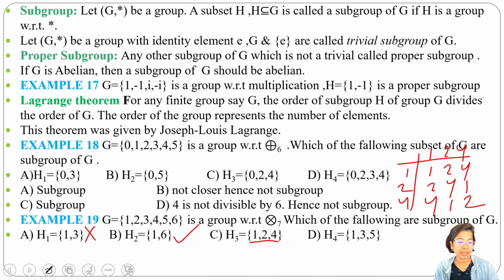It is also associative. It has the identity element, identity is 1. It has the inverse. Hence it is a group.